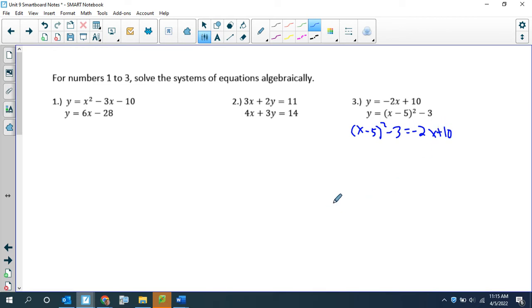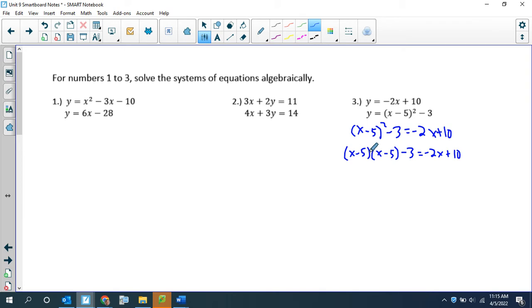All right. So from here, we can't undo this because we have this other x here. So we have to rewrite this. And we want to think, what does (x minus 5) quantity squared really mean? Well, remember, when you're squaring something, it means to multiply it by itself. So (x minus 5) quantity squared means (x minus 5) times (x minus 5). And then I have minus 3 equals negative 2x plus 10.